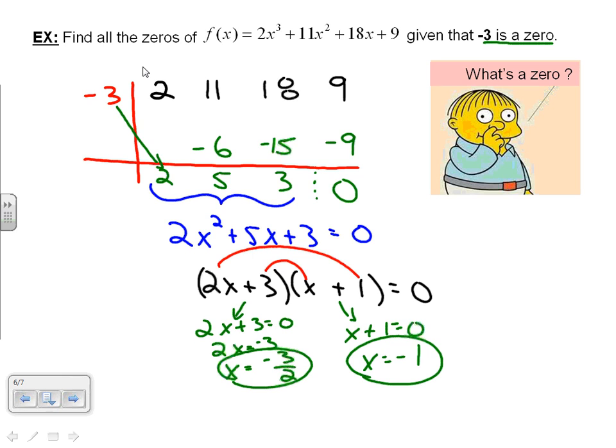I didn't have to do really much factoring. I guess I have a little bit down here at this line. But really, as far as new stuff goes, it's really this synthetic substitution, this synthetic division, and what it does for us, it gives us the other factor, right? It gave us that right there.